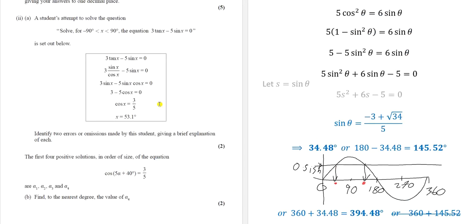So if we go back and double check the two errors made, giving a brief explanation of each, we'd be looking for something like the student divided by sine x on line 3 instead of extracting it as a common factor, or instead of recognizing that sine x equals 0 also gives a solution. And then the student only gave one angle as a solution for cos x equals 3/5 instead of taking into account the additional solutions within the range, e.g. minus 53.1.